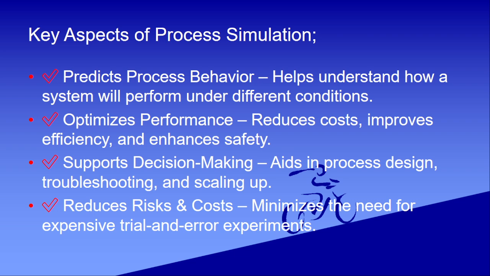So the next thing you talk about is the optimization of performance. Optimizing performance reduces the cost, improves efficiency, and enhances safety. It helps you to improve the efficiency of the process. Once you have a process running, it helps you to optimize it. Now you can check the performance of the system.